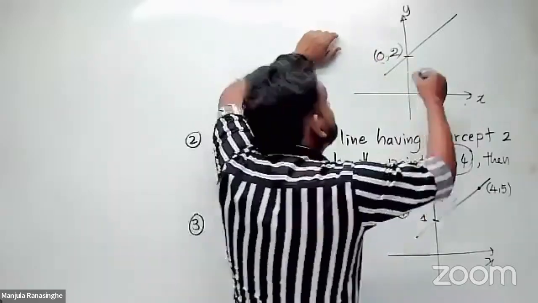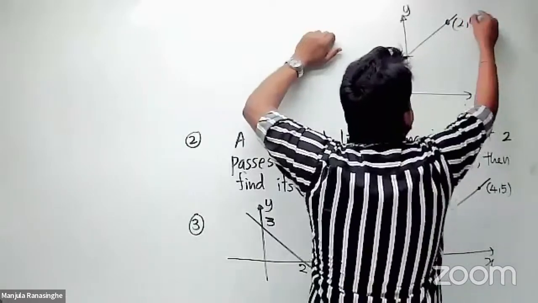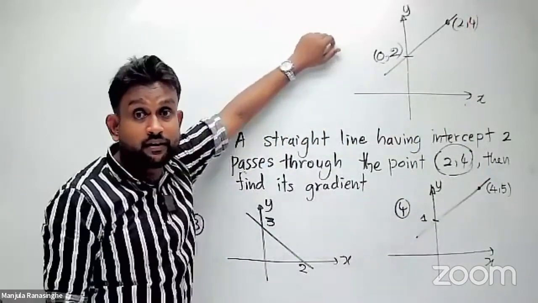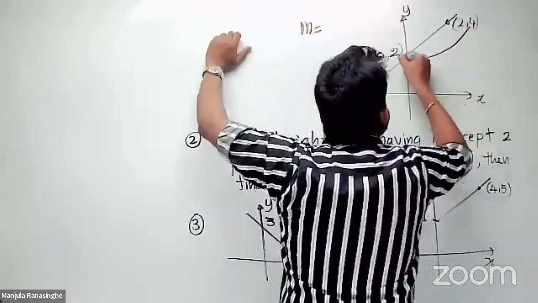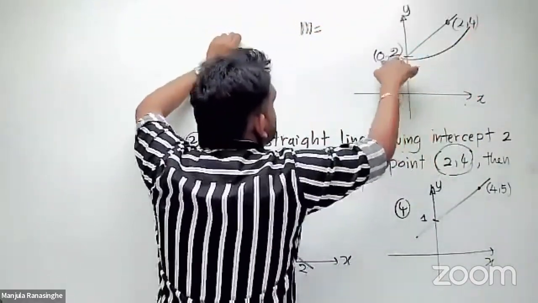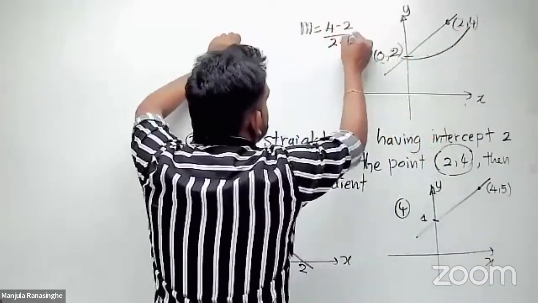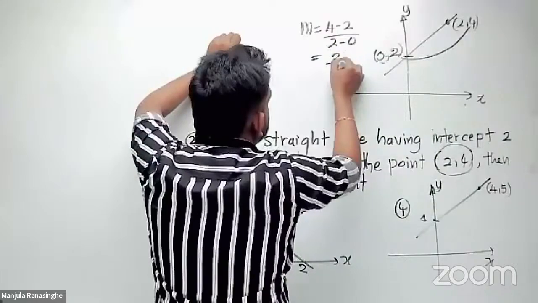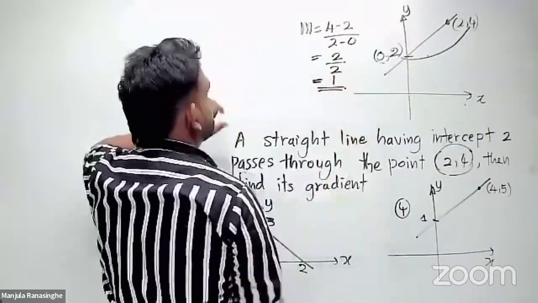Okay, now here it passes through the other points 2, 4. Now we converted as 2 points. Now check the gradient. Gradient equal y difference over x difference. So here y 4, here y 2. So 4 subtract 2 divide by 2 subtract 0. Right, 4 subtract 2, 2. 2 divided by 2, that is 2. Sorry, 1.